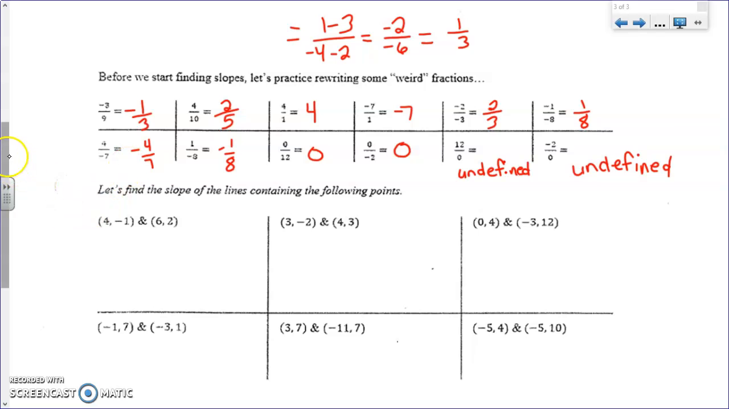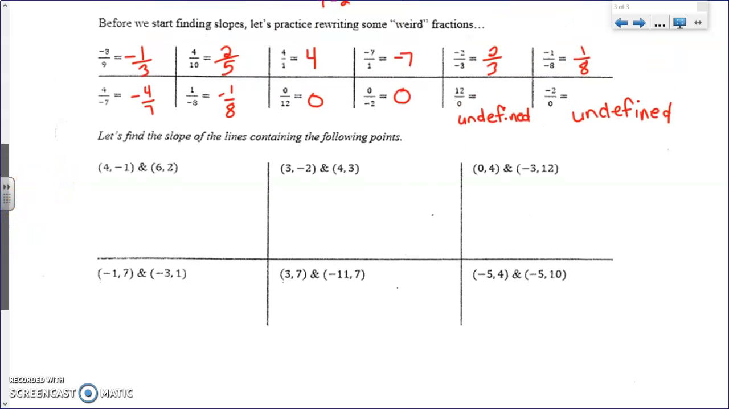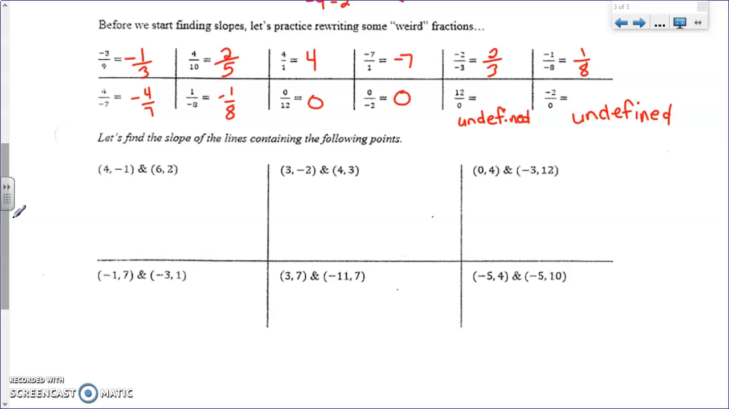Okay, let's do one of these together. I'm going to let you do a couple by yourself. How is 0 over 12 not undefined? Because 0 can be divided by 12. What is 12 times 0? Okay, so that's the reason.